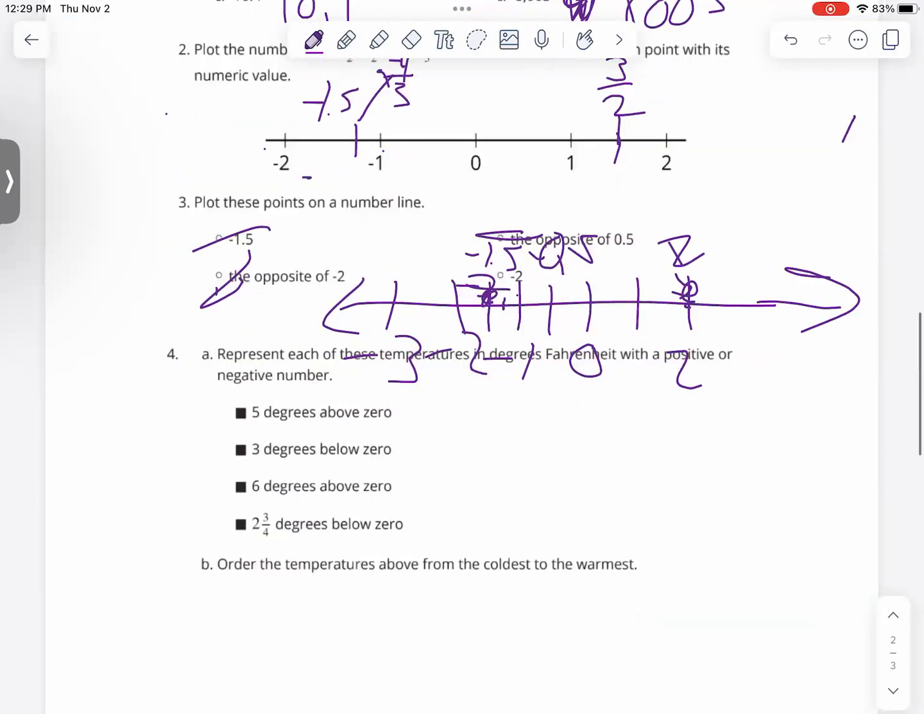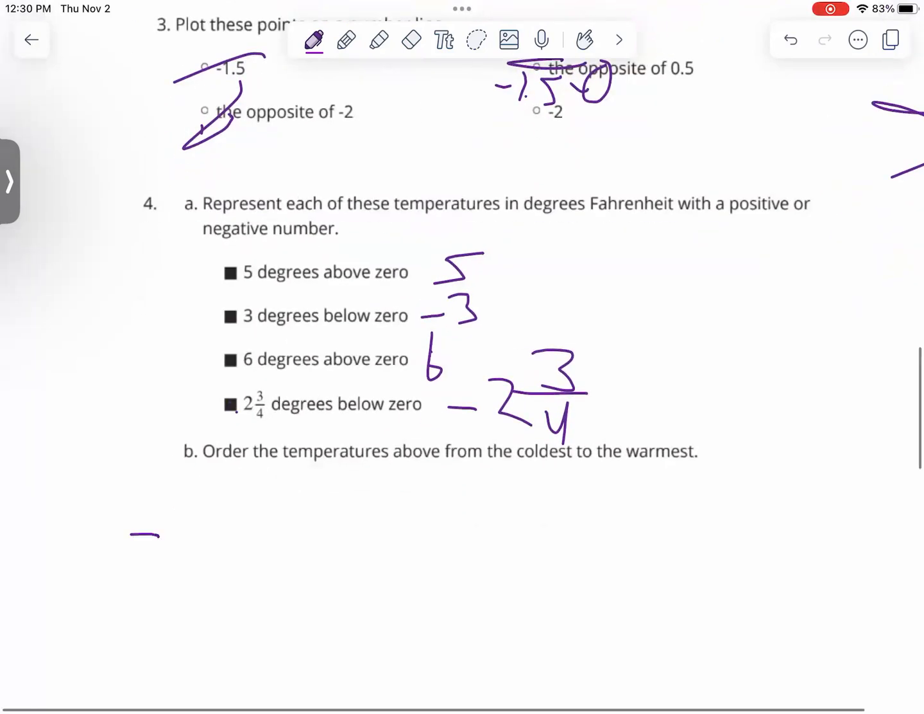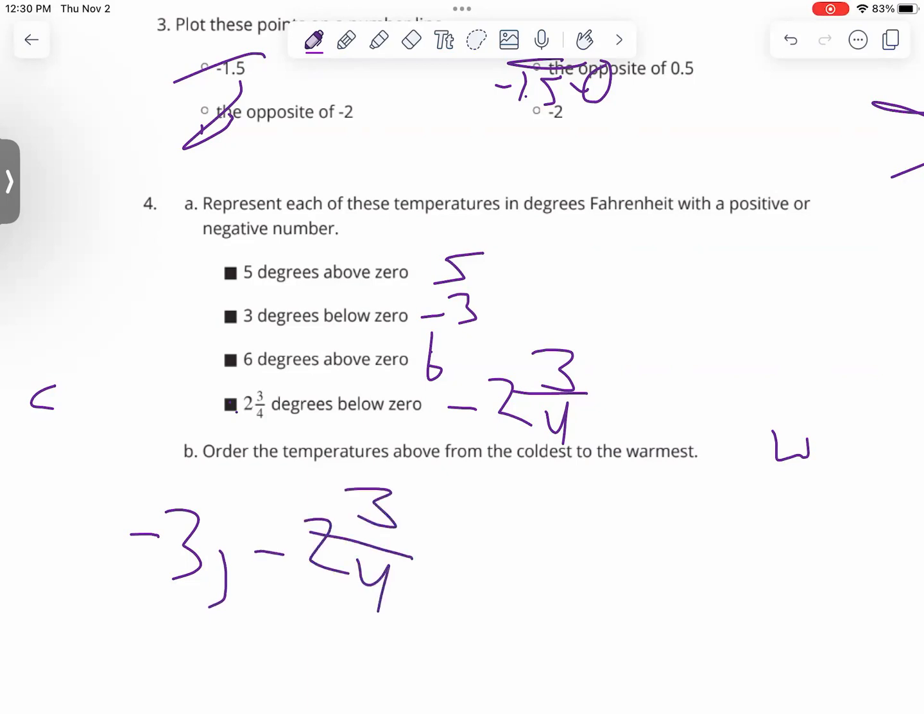All right. Then it says represent each of these numbers in degrees Fahrenheit with a positive or negative number. So 5 degrees above 0, that would be a positive 5. 3 degrees below 0 is negative 3. 6 above 0 is positive 6. And then 2 3/4 below 0 would be negative 2 3/4, or negative 2.75, but whatever. Now from coldest to warmest. Coldest would be over here, warmest would be over here on the number line, right? So negative 3, negative 2 3/4, positive 5, positive 6.